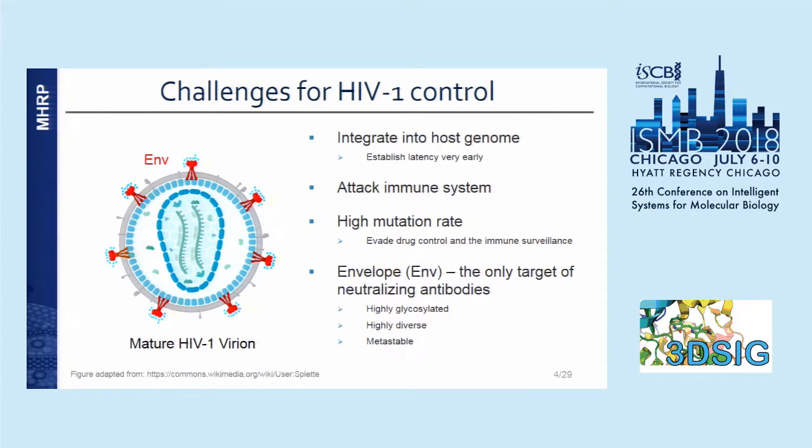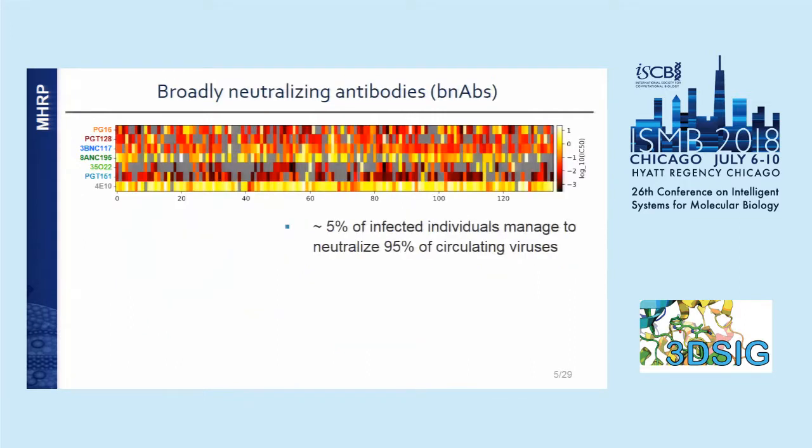On the left side, we have a mature HIV-1 virion. On the surface of the virion is a protein called the envelope protein. This protein is responsible for receptor binding and the fusion between the virus and the host. It is also the only target for neutralizing antibodies. This antigen is highly glycosylated, highly diverse, and metastable, which makes it very hard for antibodies to effectively target. But still, about 5% of infected individuals manage to neutralize 95% of circulating viruses.